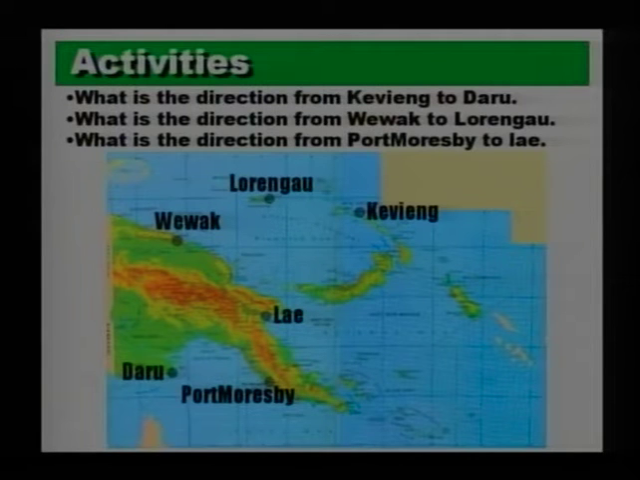Okay, so that's our 2 minutes. So we will check on the answers to those three activities. Okay, the first one, let's check direction from Kavieng to Daru. Where are we supposed to stand? Okay, we're supposed to stand at Kavieng, and then we're supposed to get our direction to Daru.